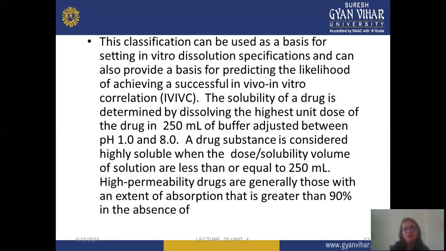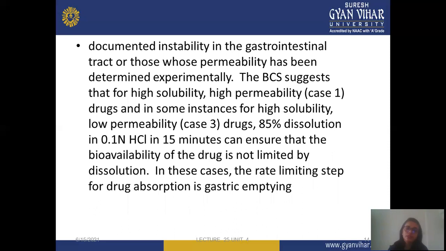In this, you calculate how much drug is dissolved or how much volume is solubilized. High permeability of a drug generally means extent of absorption greater than 90% of the administered dose, or showing good bioavailability. Suppose your drug shows 90% effect or 90% absorption, then you can say that your drug is good. Permeability has been determined experimentally, and BCS suggests high solubility and high permeability in class 1 drugs, and high solubility and low permeability in class 3 drugs.